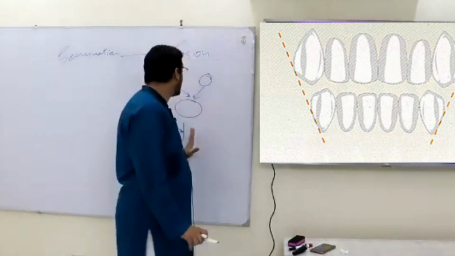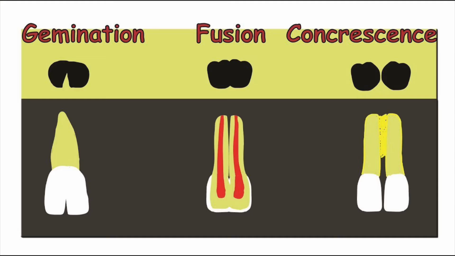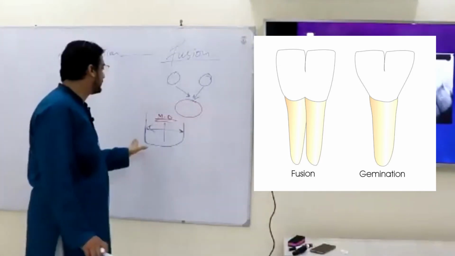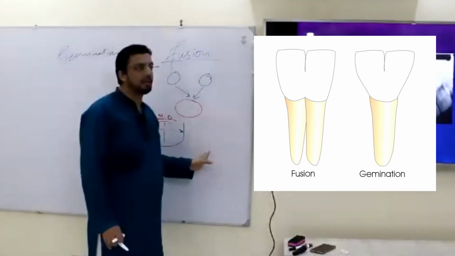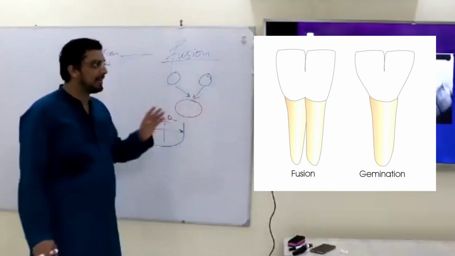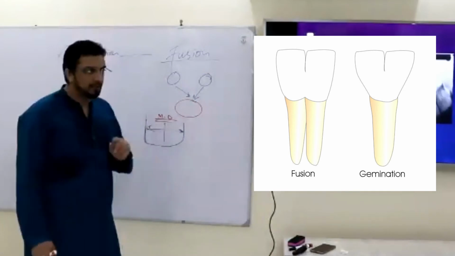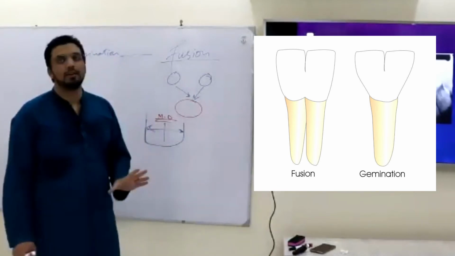You have to have the balance, and during the development of the dentition, these conditions of gemination and fusion produce a larger mesiodistal dimension of the tooth that greatly impacts the ideal features of the occlusion, and this leads toward malocclusion.